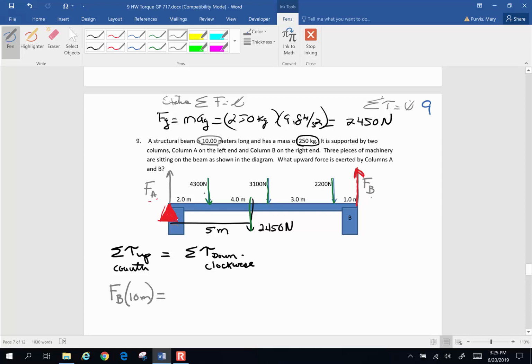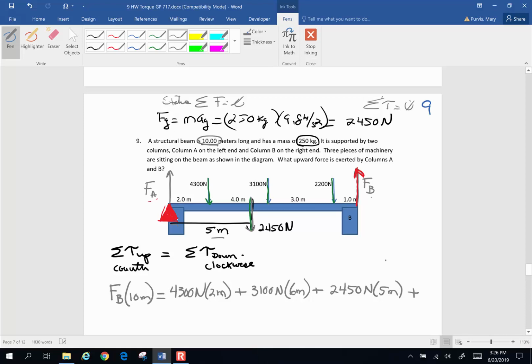Next one I come to is 4,300 newtons, and it is 2 meters over, plus 3,100 newtons, and it is how much total from the pivot? 2 plus 4, it is 6 meters over. You know what I forgot? I blasted right past the weight of the beam, so let's add it in now. Plus the weight of the beam, this vector down, is going to be 2,450 newtons, and it is in the geometric center, so 5 meters over.